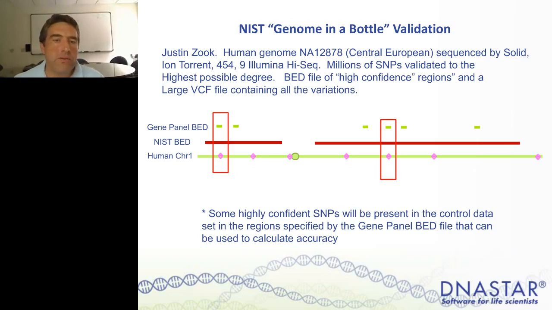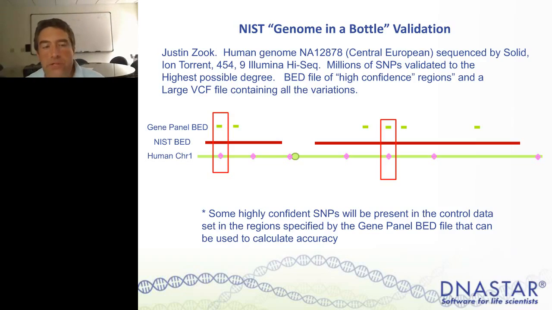And so Genome in a Bottle then provides the bed file, so you know what the targeted areas are, and then provides all the high confidence SNP calls in these areas. Our software will use this bed file to limit these SNP calculations to these high confidence regions.